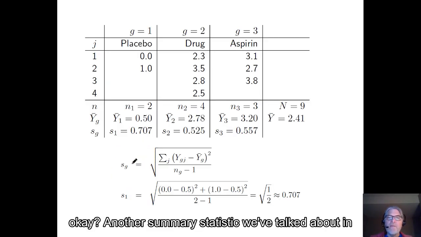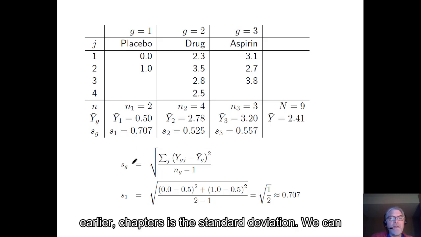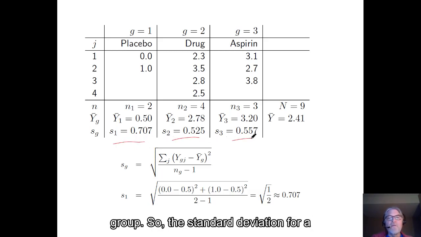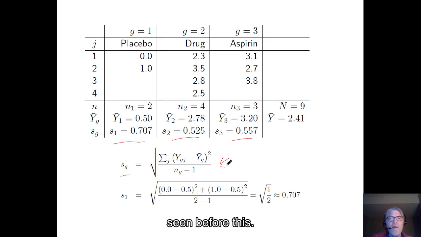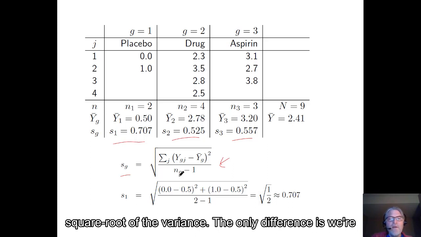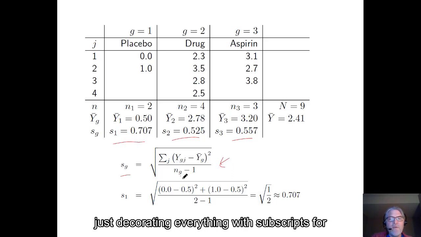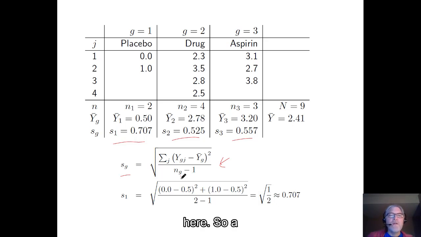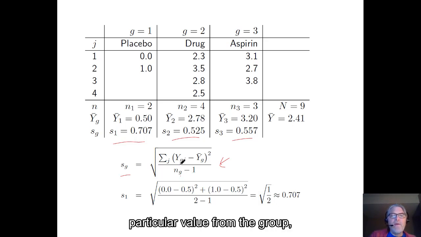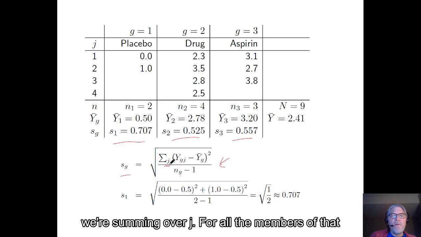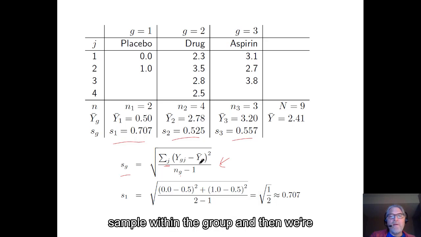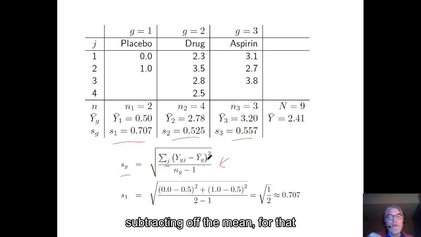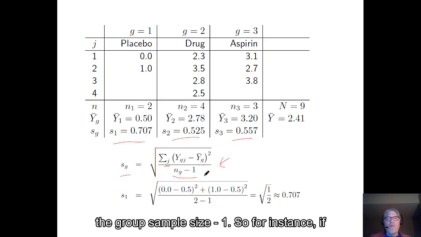Okay, another summary statistic we've talked about in earlier chapters is the standard deviation. We can calculate that within each group. So the standard deviation for a group, this is the same formula that we've seen before, the square root of the variance. The only difference is we're just decorating everything with subscripts for the group that is involved here. So a particular value from the group, we're summing over j for all the members of that group, j being the index of the sample within the group, and then we're subtracting off the mean for that group, squaring that, summing those up, and then dividing by the group sample size minus 1.